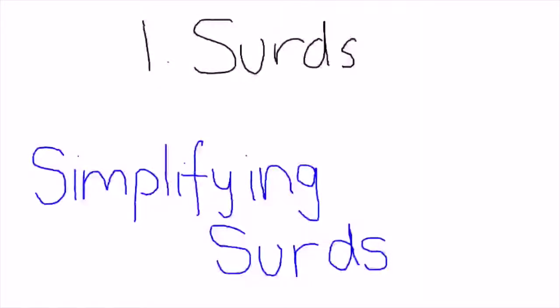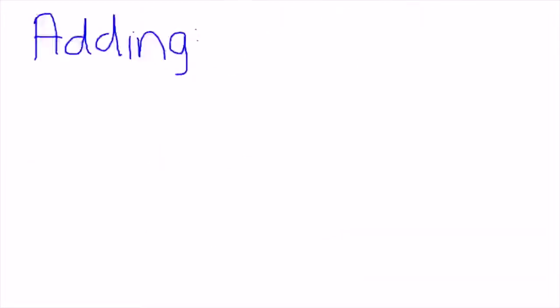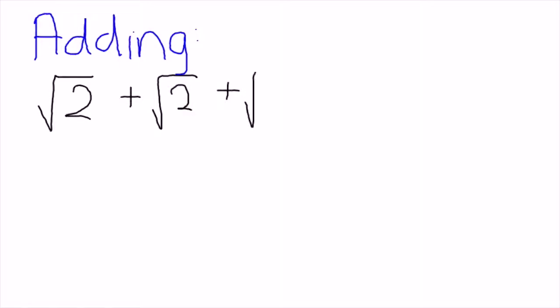This lesson we are going to be simplifying surds. This will be through adding, subtracting, multiplying and dividing. Adding surds. You must know that when adding surds, you can only simplify an expression if they are like surds. For example, you can simplify the expression root 2 plus root 2 plus root 2, which is equal to 3 root 2, as you have 3 lots of root 2.